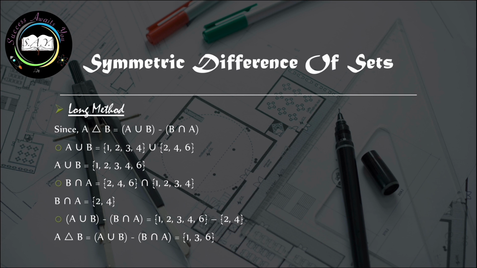Now, let's solve the same question with the long method. As we know, A symmetric difference B can also be expressed as A union B difference B intersection A. First we will solve A union B, and our answer will be 1, 2, 3, 4, and 6. After that, we will solve B intersection A. Our answer will be 2 and 4. Now in the end, we will take the difference, that is, eliminate the common elements, and write only the remaining elements of set A union B, which are 1, 3, and 6. As you can see, we get the same answer from both methods, so it's up to you which method you want to use.